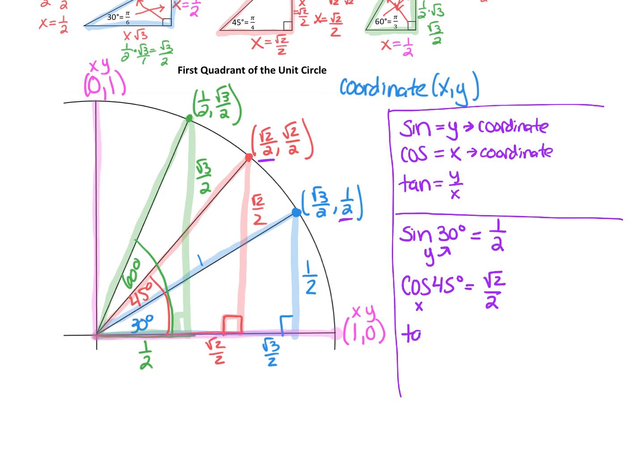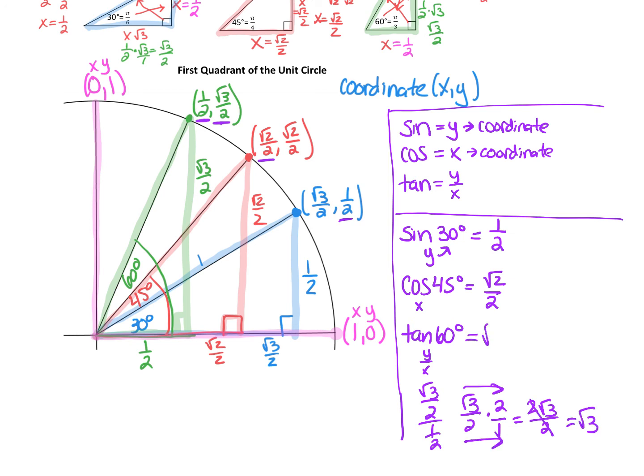Now this tangent one's a little bit harder. Let's say I want to do the tangent of 60 degrees. That means I have to do y divided by x. My y coordinate at 60 degrees is root 3 over 2, I can see it right here, and my x coordinate is 1/2. When we divide fractions, remember we multiply by the reciprocal, or we flip the denominator. So root 3 over 2 times 2 over 1 gives 2 root 3 over 2, because we multiply straight across. And so we're just going to get the square root of 3. This is how we find sine, cosine, and tangent in the first quadrant.